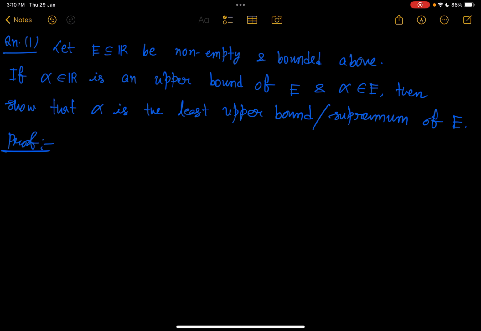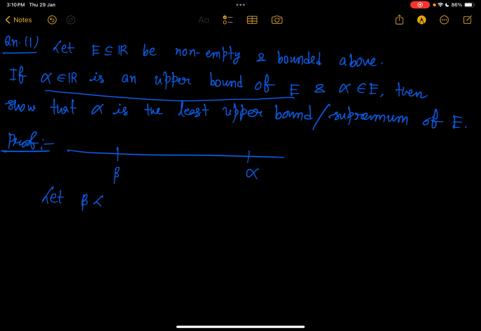So it is automatically given that alpha is an upper bound. To prove that alpha is the least upper bound, it is enough to prove that if I take any beta which is less than alpha, then beta cannot be an upper bound of E. Because to prove that something is a supremum, we need to prove two things. The first thing is that alpha is an upper bound, which is already given here, so I don't need to prove that. The second thing is what I told. So let beta be less than alpha. If we can prove that beta is not an upper bound of E, then we are done.